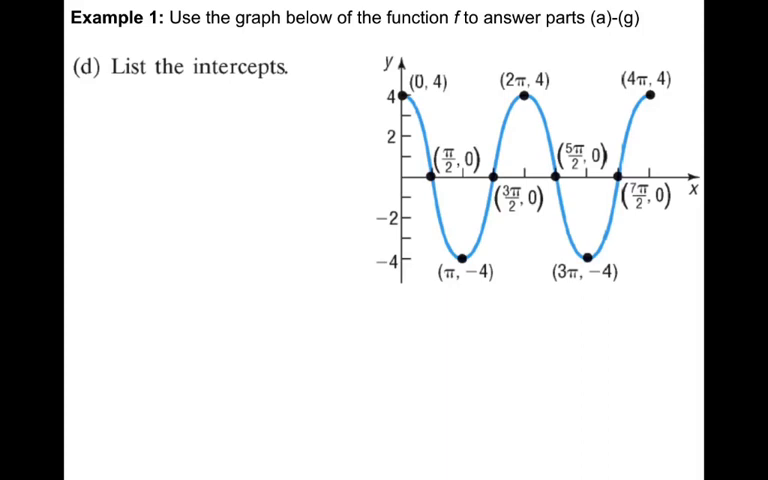All right, how about those intercepts? Now, I don't specify which type of intercept, so we're going to list all of them. So let's start with the y-intercepts, where the graph crosses the y-axis. We only have one, that's (0, 4). It's that first point there.